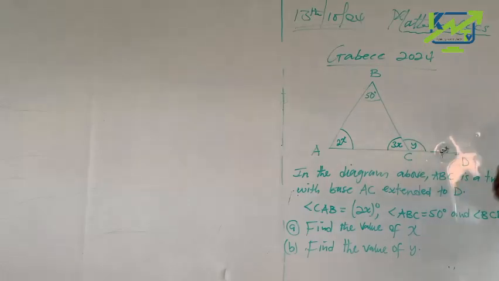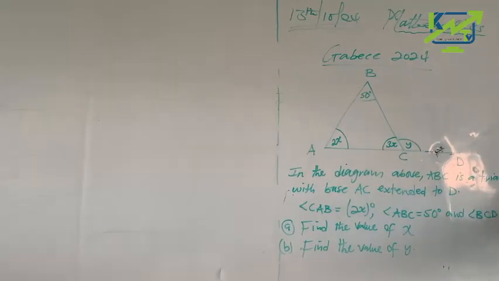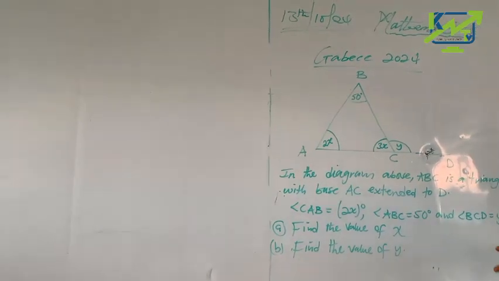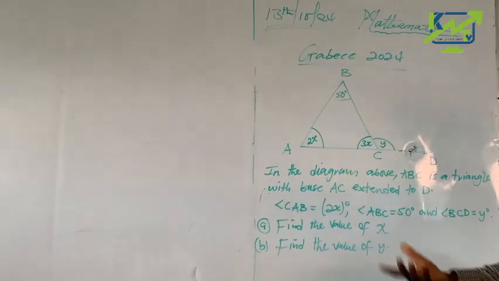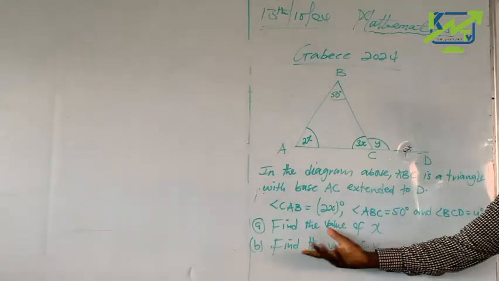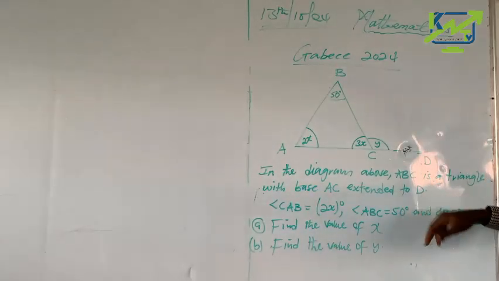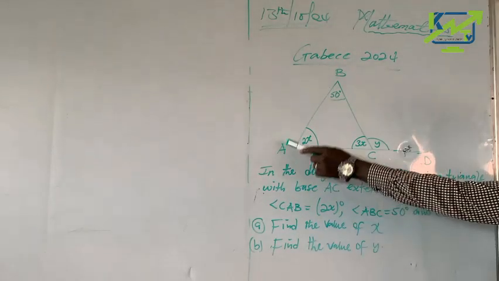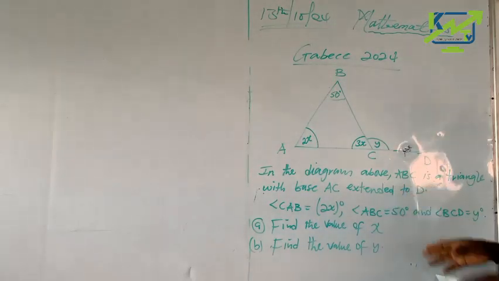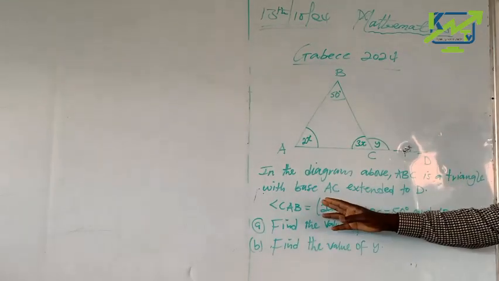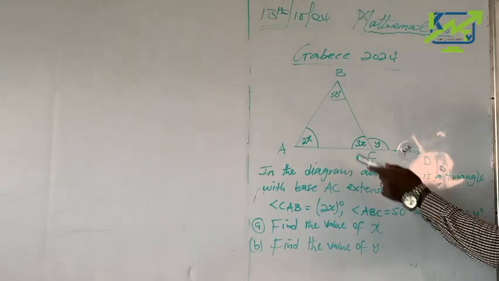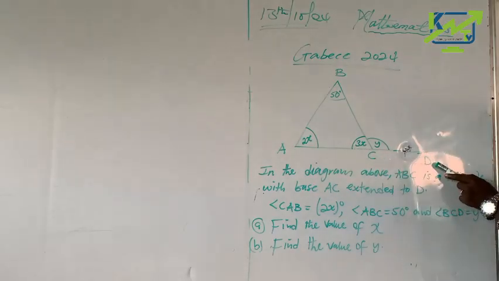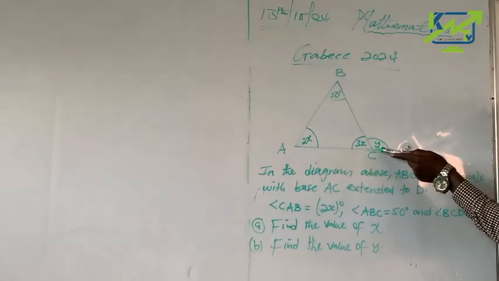That is why, if you look at this, first you need to read the question and understand. You have to read the question and digest what it requires you to do. In the diagram above, ABC is a triangle with base AC extended to D. That is, AC is extended to D, meaning the line has been extended.